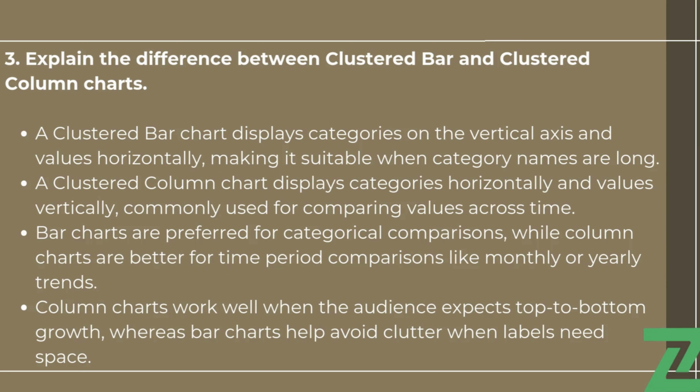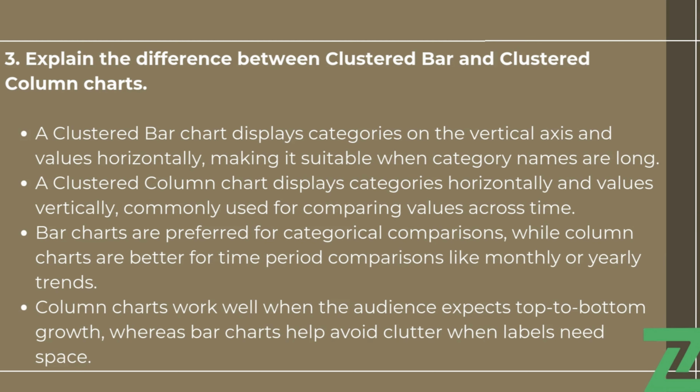Third question: explain the difference between clustered bar and clustered column charts. A clustered bar chart displays categories on the vertical axis and values horizontally, making it suitable when category names are long. A clustered column chart displays categories horizontally and values vertically, commonly used for comparing values across time.